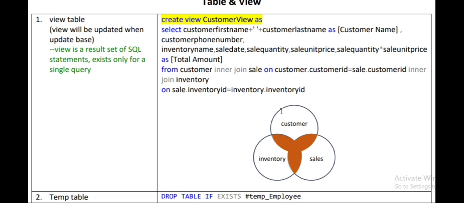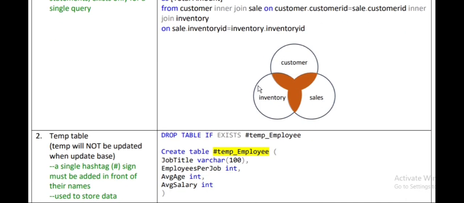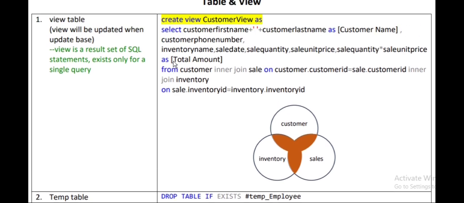Create view customer_view as select customer first name plus last name as customer name, customer phone number, inventory name, sale date, sale quantity, sale unit price, and sale quantity times sale unit price as total amount from customer inner join sale on customer.customer_ID equals sale.customer_ID inner join inventory on sale.inventory_ID equals inventory.inventory_ID. So the common part of the three tables, customer, inventory and sale, will be shown.